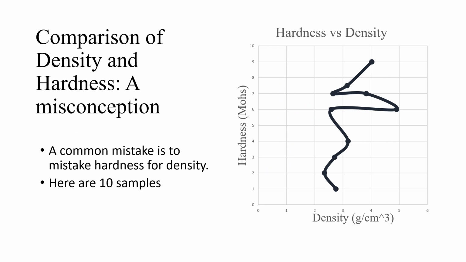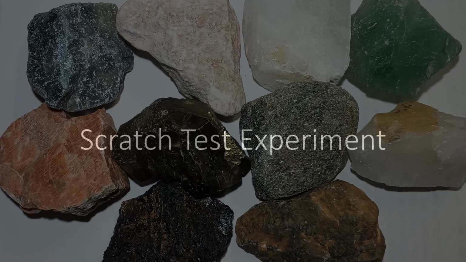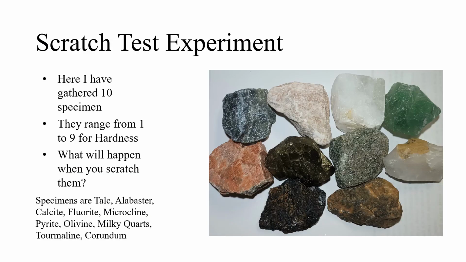Here's another example of the data. These 10 data points are going to be from my study, or from my experiment rather, my scratch test, which is coming up. Scratch test experiment. Here I've gathered 10 specimens. They range from 1 to 9 for hardness, 1 being talc, 9 being corundum, which I showed earlier. And I'm curious what will happen when you scratch them. And here are the specimens listed out here.